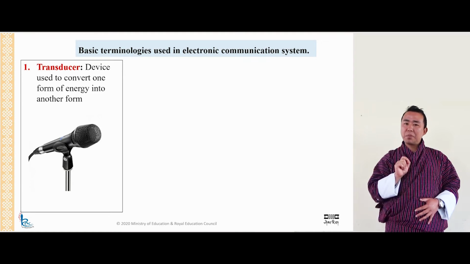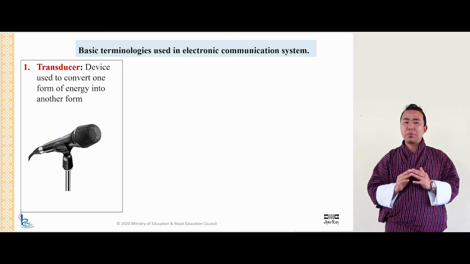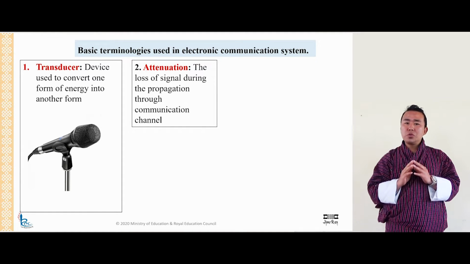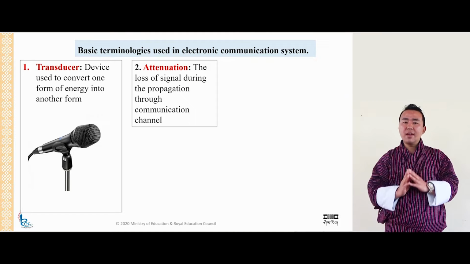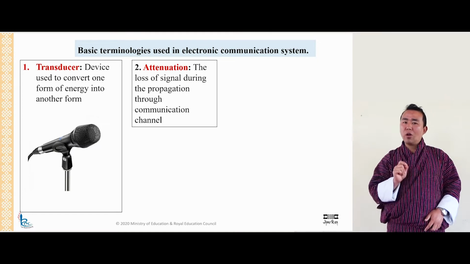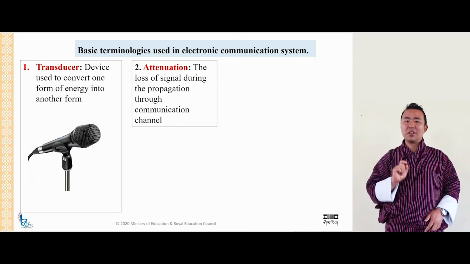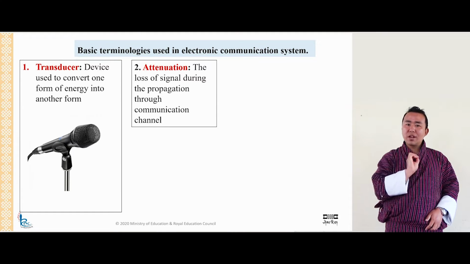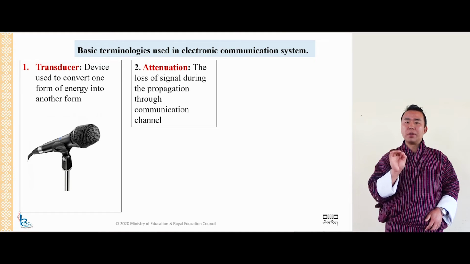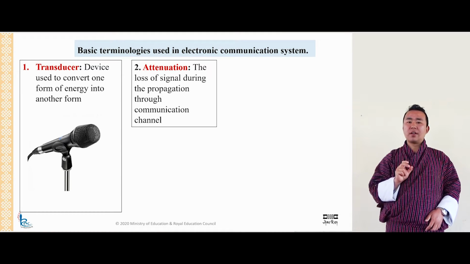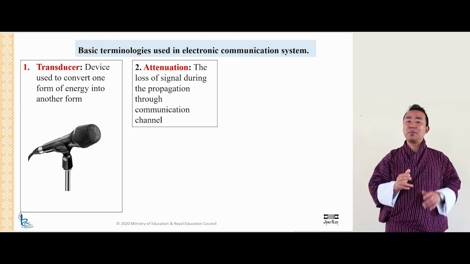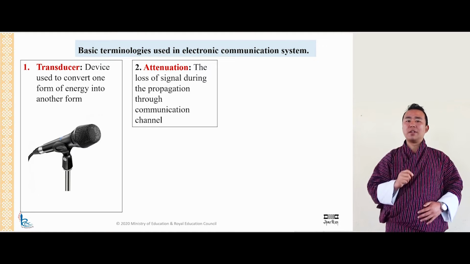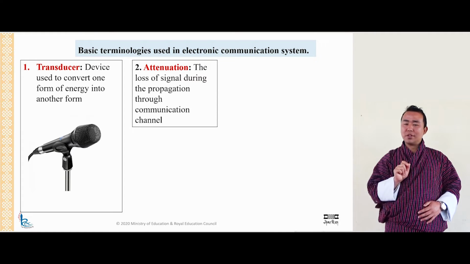The second basic terminology we have is attenuation. It's a term referring to the energy of the signal which is lost during the transmission. During the transmission of signals from transmitter to receiver through the communication channel, the strength of the signal is lost on the way. That amount of loss of energy is called attenuation.